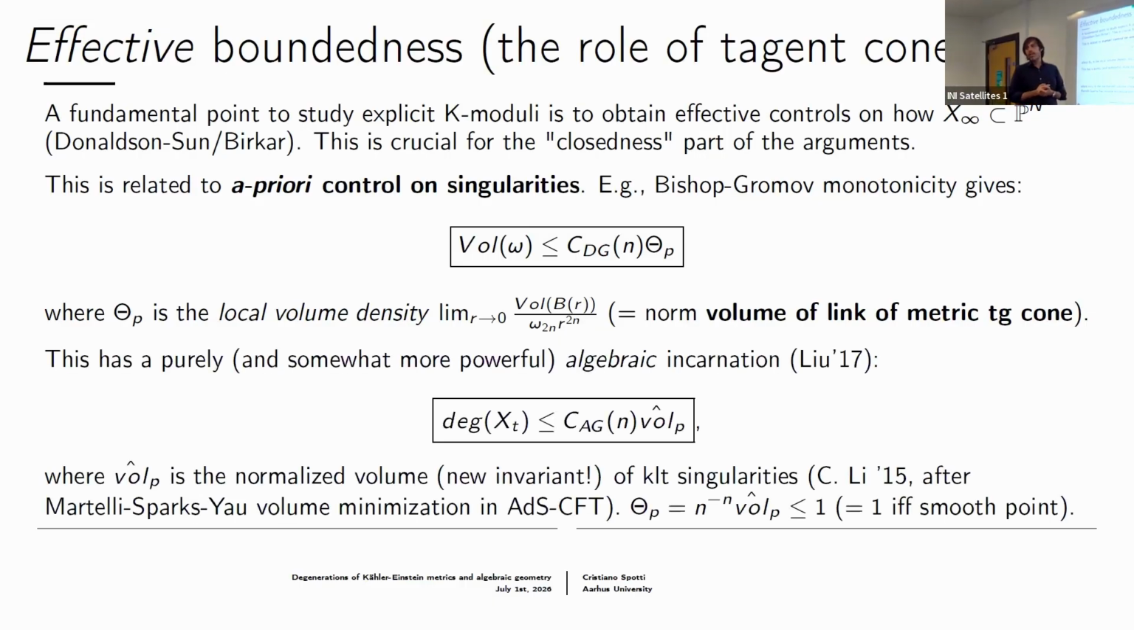But remarkably, this has a purely algebro-geometric incarnation. It is actually a bit better. This constant is better than the differential geometric constants. So the volume is just the degree, the anti-canonical degree in the Fano case. And this density is what is called the normalized volume of a singularity. This has its origin in the work of Martelli-Sparks-Yau on volume minimization in AdS/CFT, but it was actually Chi Li who noticed a generalization outside the toric world, introducing this new invariant of a KLT singularity, that indeed, up to some normalization, is the metric density of an eventual Calabi-Yau tangent cone at this point.